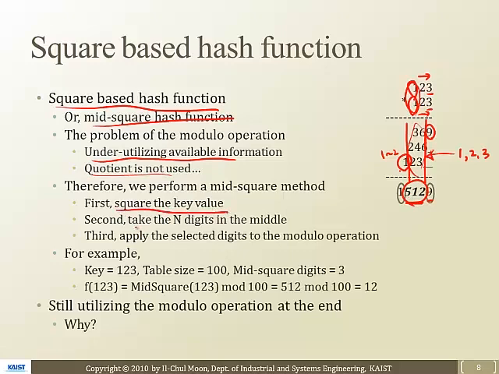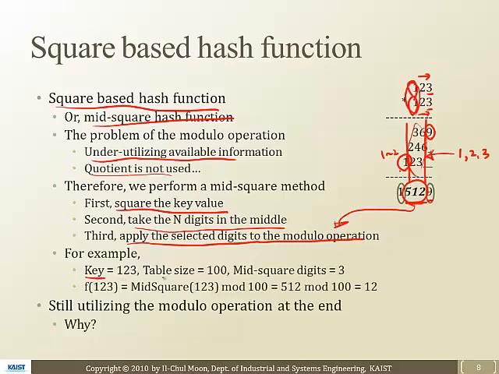First, scale the key values. Second, take the n digits in the middle. Third, apply the modulo operation to the selected digits. Because these numbers have the full information of the ID system, after taking these mid-scale values we go to the modulo operation. In that case, we can utilize the whole ID system information in the modulo operation hash function.